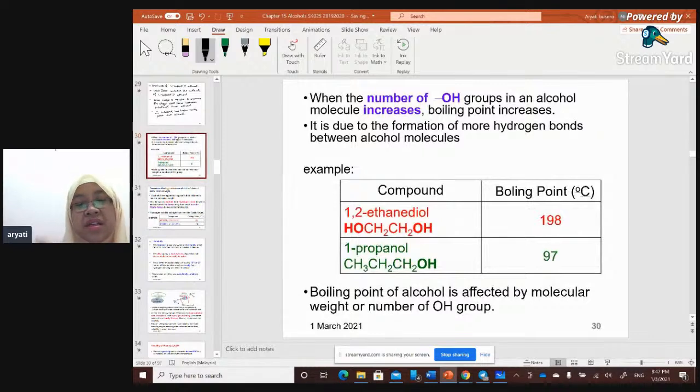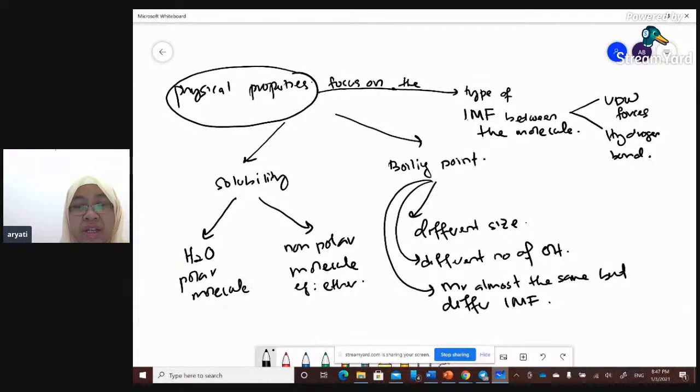Next, when the number of OH group in an alcohol molecule increases, the boiling point increases. I have already discussed boiling point with different size, where the MR is different. Then we discuss the boiling point with different number of OH.